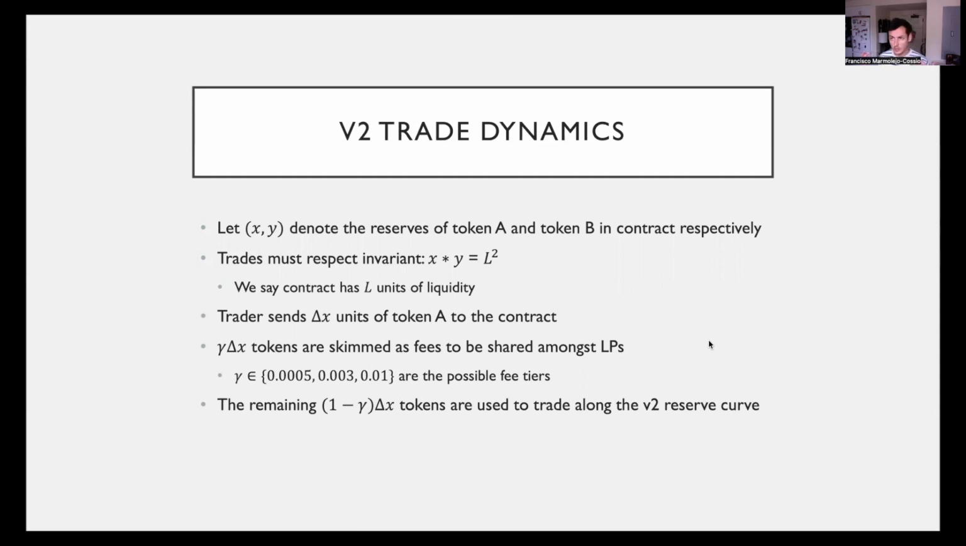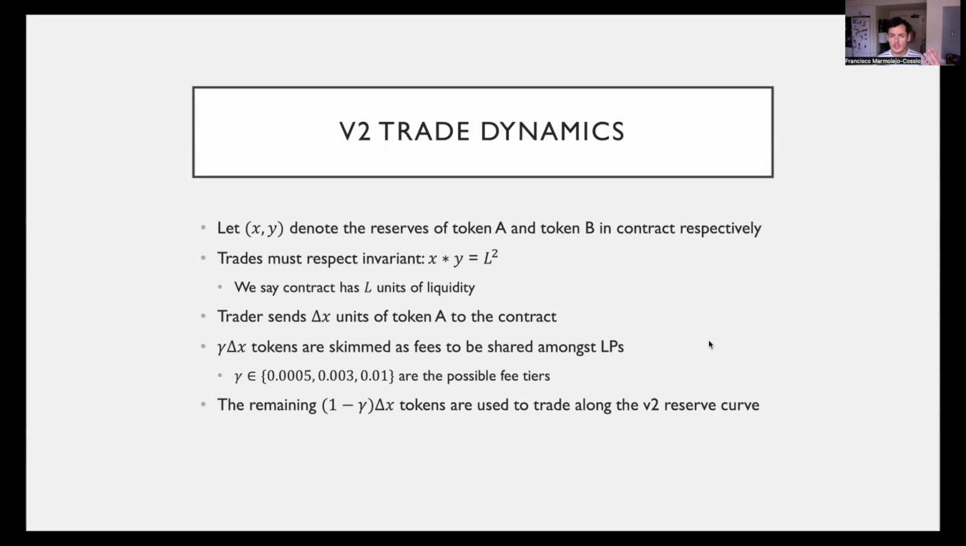So again, I mentioned that we have this contract. This contract has a certain amount of reserves in token A and token B. We're going to let the tuple (x, y) generally denote the reserves that the contract has in terms of both of these tokens. And I mentioned before that there is a functional invariant that's respected by this contract, and it's precisely that the product of both of these two values is constant. So in this case, we can express this invariant by the expression x times y is equal to L squared. And we'll say, again, L squared is a constant, and we'll say that this contract has L units of liquidity.